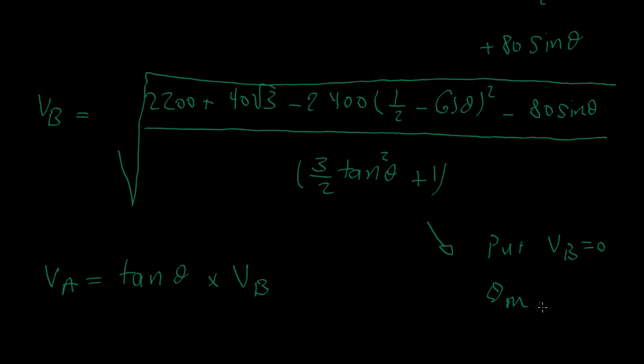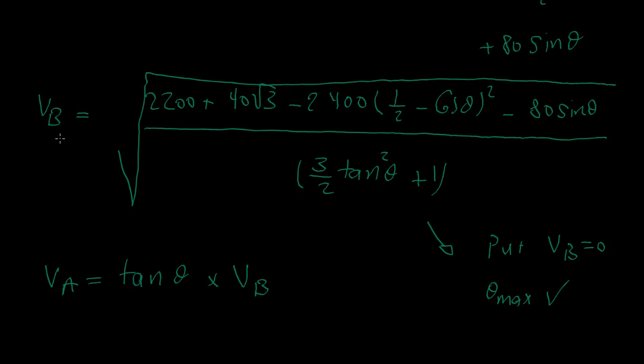My pen is acting up. So put VB equal to 0, and theta maximum would be found from this equation. It's a kind of trigonometric equation, and we are not looking for solving this, but the idea is important here. So that's how we find the theta maximum.